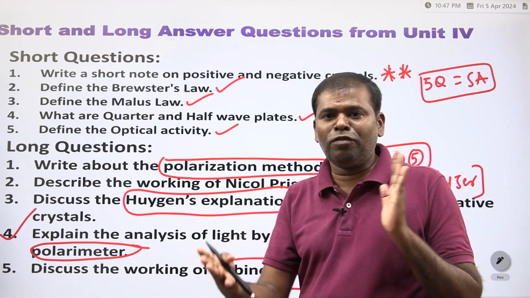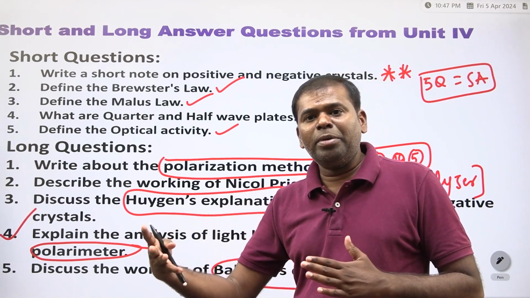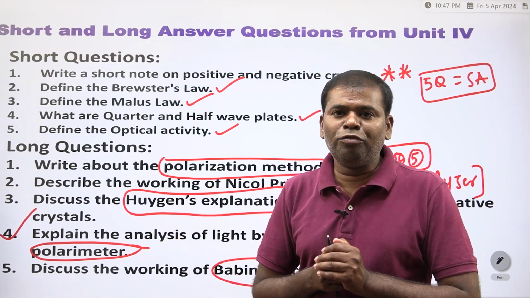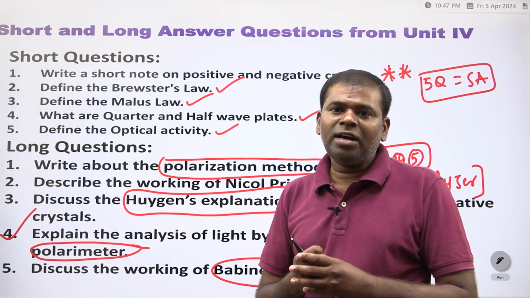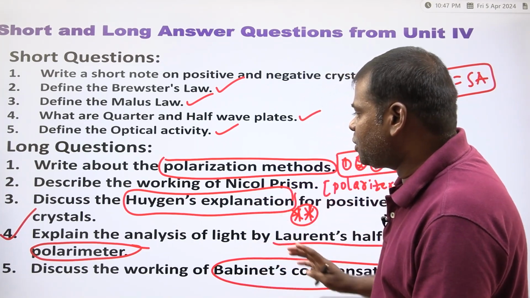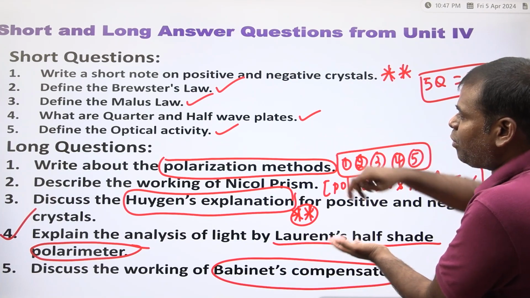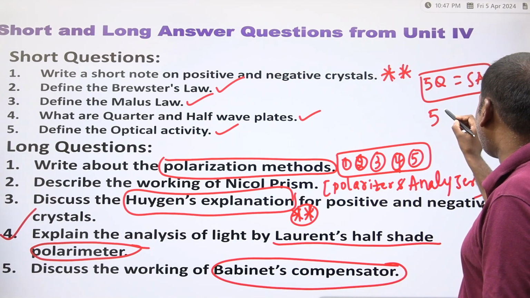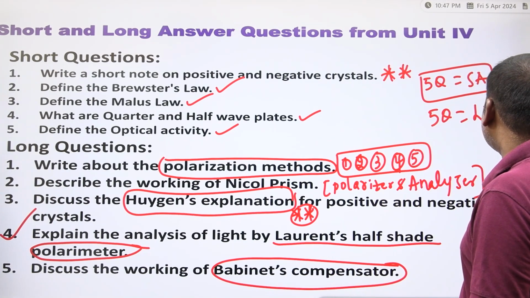The Babinet compensator can work as a quarter wave plate. It can work as a half wave plate. Like that it can work. What examples you have to give? So these are the 5 questions you have to see. These 5 are long answer questions.